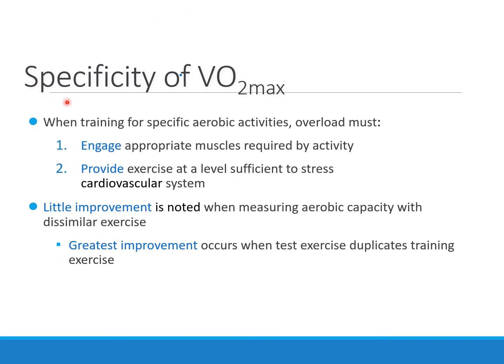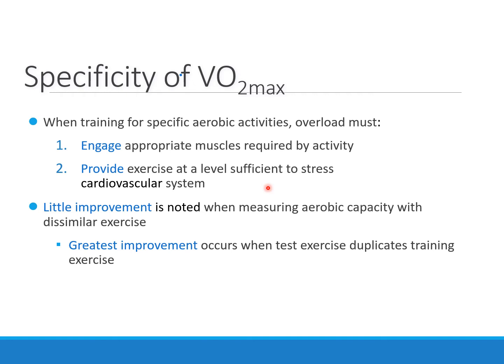So next we'll talk about the specificity of the VO2 max system. So when you're training for specific aerobic activities, let's say marathon running, for example, overload must engage the appropriate muscles required for that activity. So in that example, it would be the legs. And number two, it should provide exercise at a level sufficient to stress the cardiovascular system. So if you're just training this person to walk and they're not getting that stress in the cardiovascular system, well, they're not going to get any faster, right?